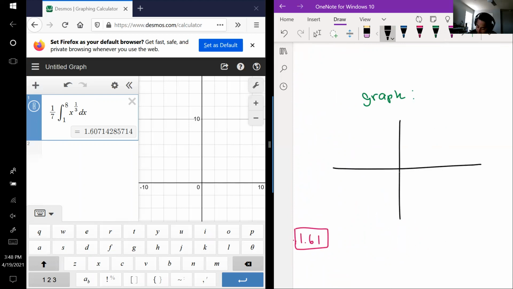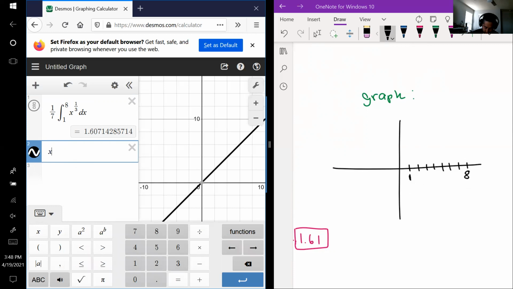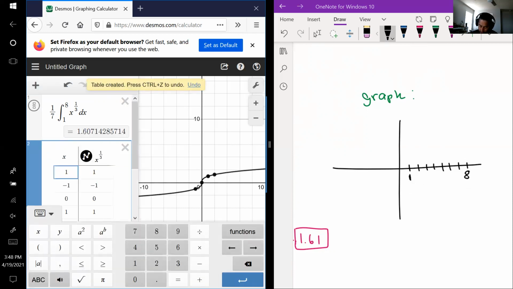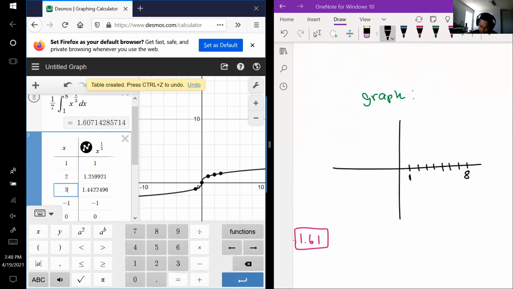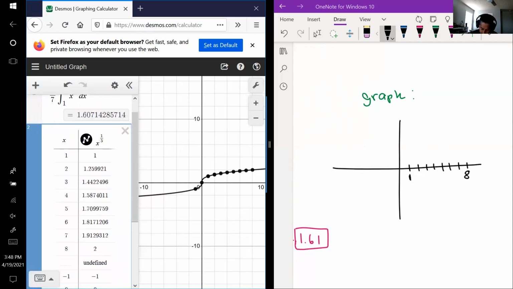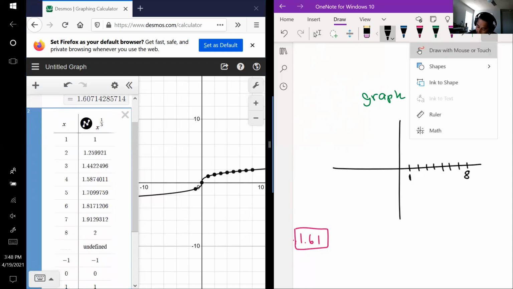We're doing this from 1 to 8. So here's 1, and then 2, 3, 4, 5, 6, 7, 8. Let's go ahead and put this in the actual graph. X to the 1/3. Use my table and type in those values: 1, 2, 3, 4, 5, 6, 7, 8. There we go. Graph it.